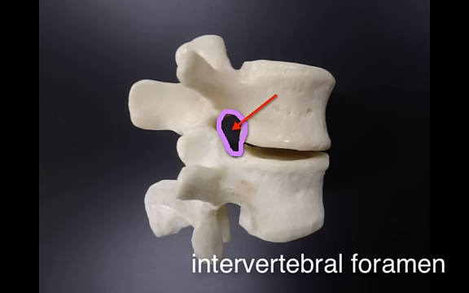When the vertebrae are aligned in a column, a space is created between the pedicles of adjacent vertebrae. This space is called the intervertebral foramen. Nerves extend from the spinal cord that descended through the vertebral canal and then through the intervertebral foramen. These nerves are called spinal nerves.